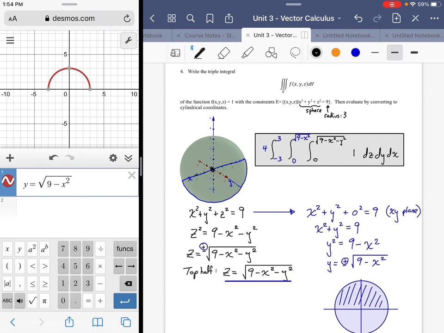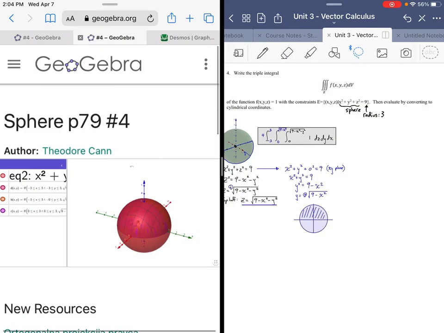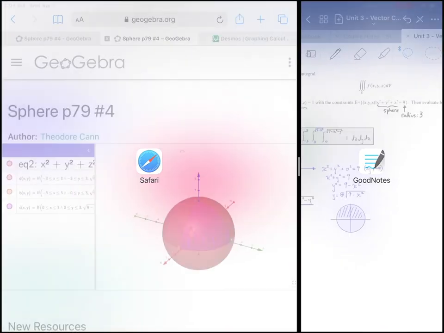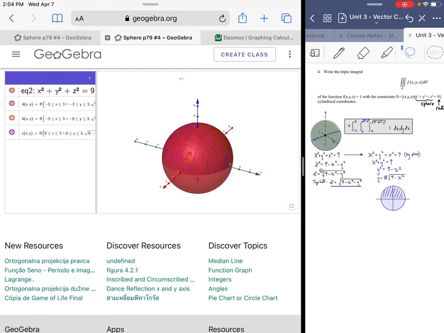Okay, so next up we're going to be looking to evaluate it by converting to cylindrical coordinates. So now we're going to try to evaluate this using cylindrical coordinates. All right, so what I did, just to give a better visual, is I took some time and developed the GeoGebra to do a better job than my terrible drawings could do. So this would be the entire sphere.